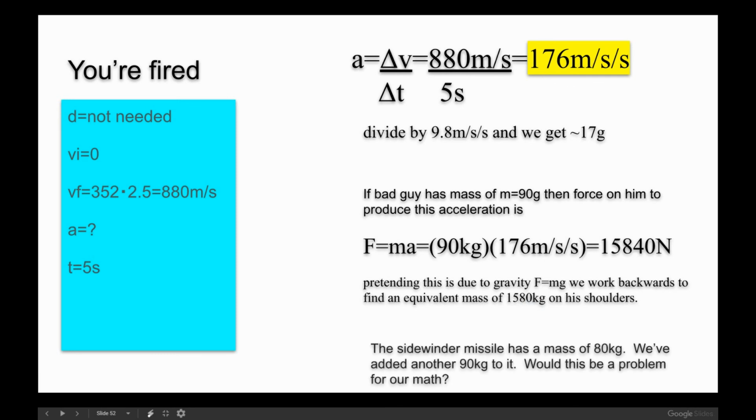I think you'll realize what happens is the missile would simply rip the straps off the guy, or he would dislocate his shoulders and slip out of the backpack. Either way, he's not going for a ride.